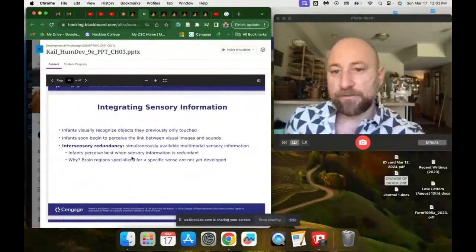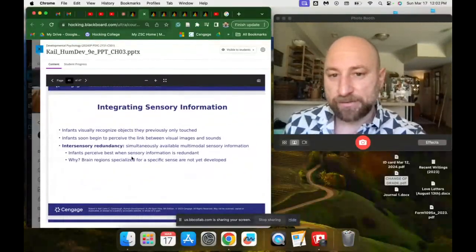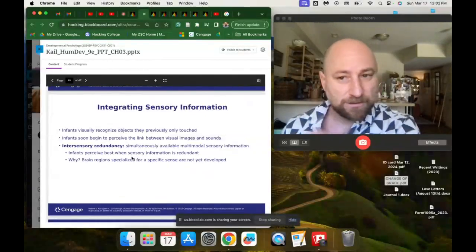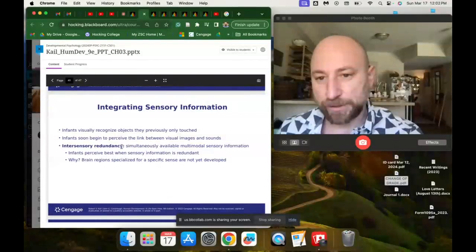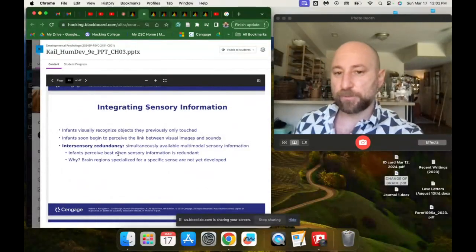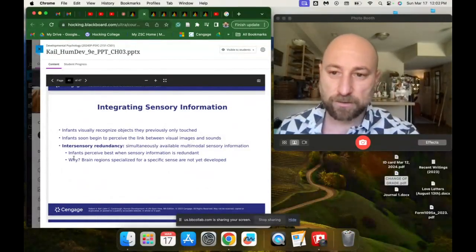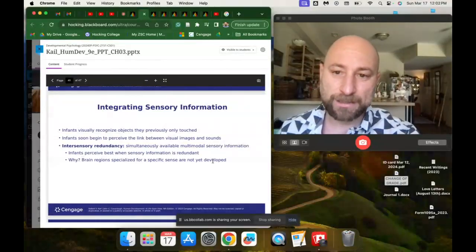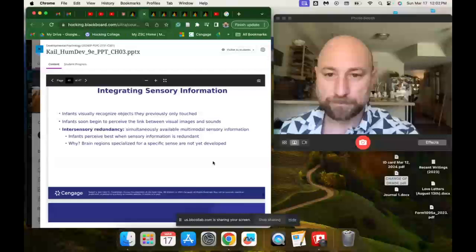Integrating sensory information. Infants visually recognize objects they previously only touched. Infants soon begin to perceive the link between visual images and sounds. Intersensory redundancy: simultaneously available multimodal sensory information. Infants perceive best when sensory information is redundant. Why? Brain regions specialized for a specific sense are not yet developed.